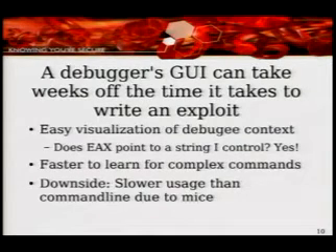So why a GUI? The graphical interface will do us a favor, like it will be easy to have a visualization of the CPU context or the stack. Let's say it's easy to see where EAX points, or any register, and a graphical interface is faster to learn for complex commands. You don't have to learn the complex commands, you just click them. But it has a downside, and it's slower usage than the command line.